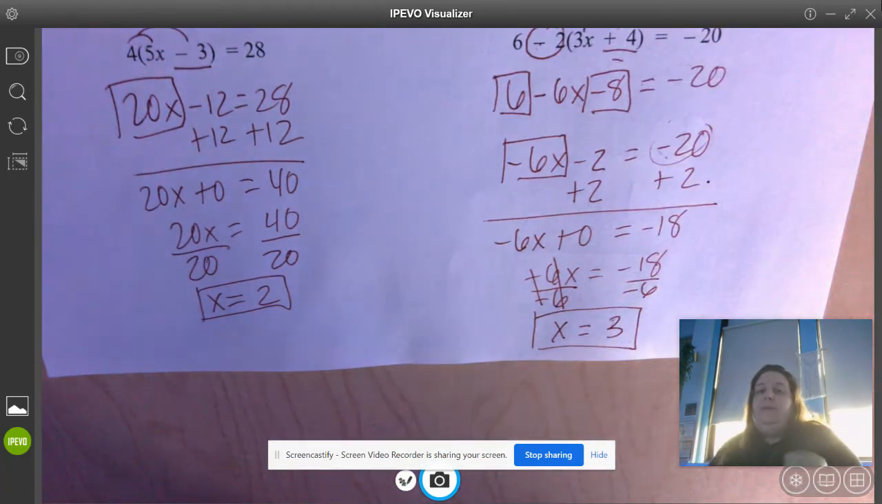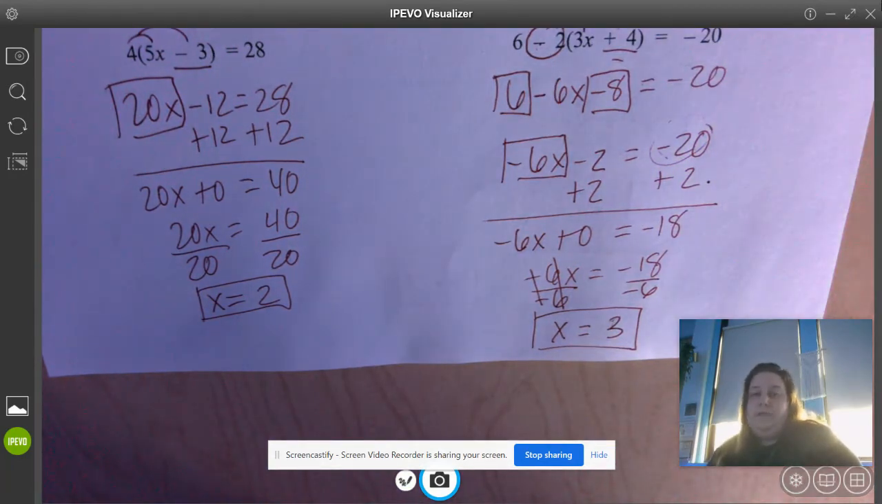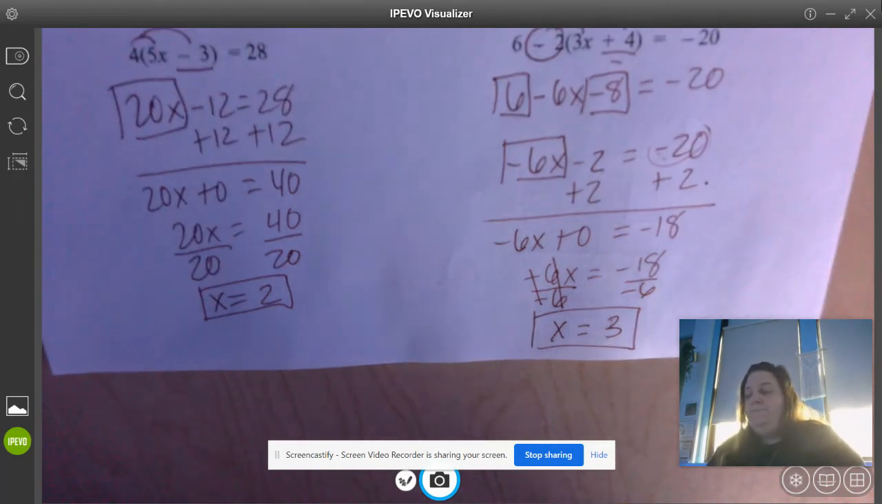Once again, you need to pay attention and be very careful with those integer rules and definitely review those if you still get a little tripped up by them, okay?